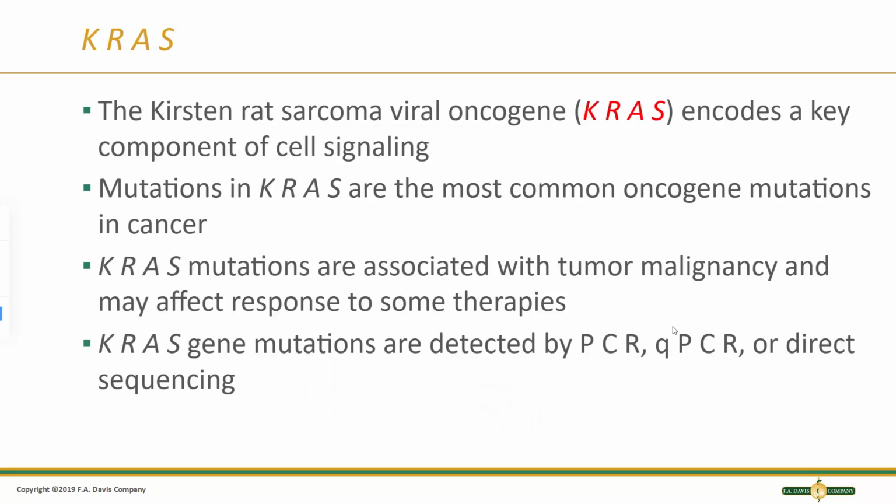The Kirsten rat sarcoma viral oncogene, KRAS, encodes a key component of cell signaling. Mutations in KRAS are the most common oncogene mutations in cancer. KRAS mutations are associated with tumor malignancy and may affect response to some therapies. KRAS gene mutations are detected by PCR, qPCR, or direct sequencing.